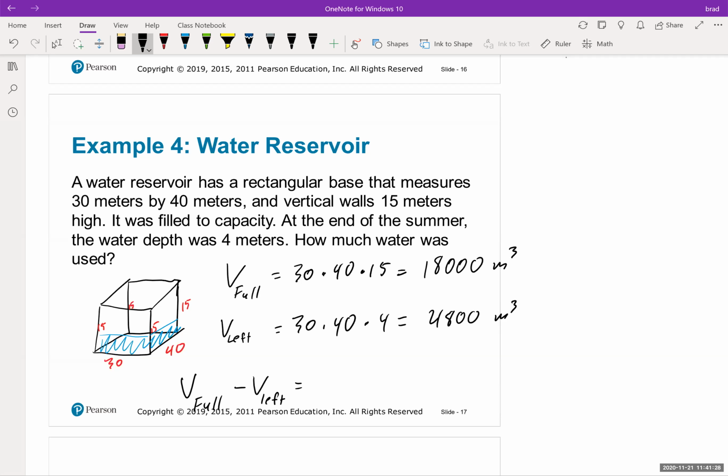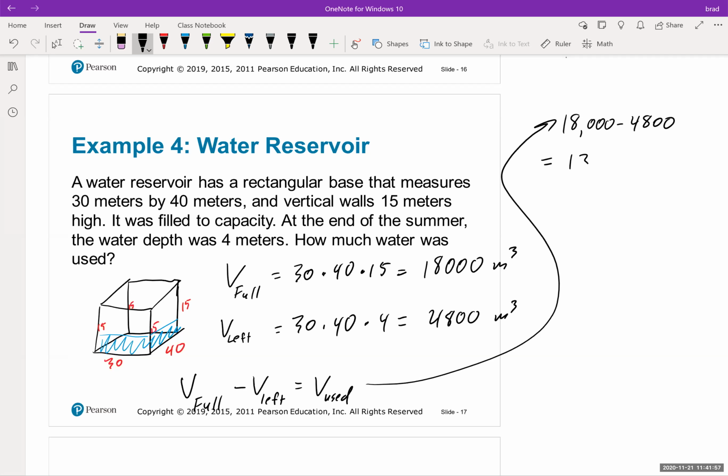Okay. So now we're going to do volume full minus volume left over, and that should equal volume used. These are little subscripts. It's an easy way in math to kind of describe what you're talking about. So let me do it over here. Volume full would be 18,000 minus volume left, 4,800. And that equals 18,000 minus 4,800, which equals 13,200 meters cubed.